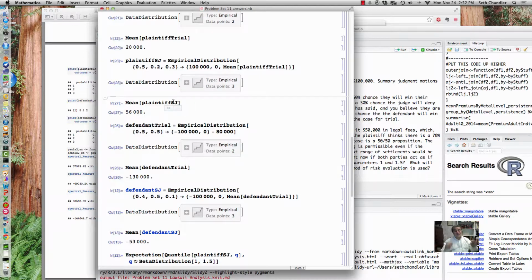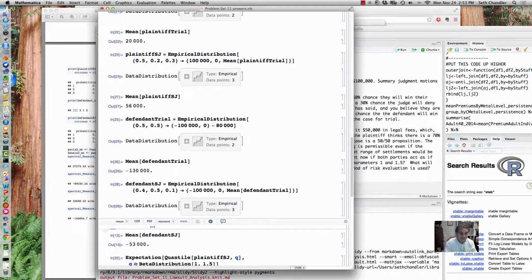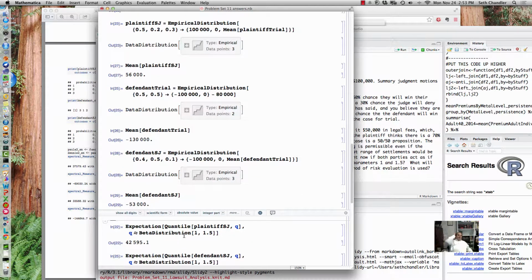So, sitting behind the veil where we don't know how summary judgment is going to be decided and the plaintiff is risk neutral, they're not willing to settle for anything less than $56,000. The defendant, sitting behind that same veil, is not willing to pay anything more than $53,000. Okay? And so, although it's close, this case is not rationally settlable by the mediator at this point in time.